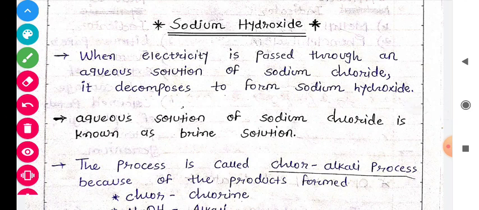When electricity, students, is passed through the NaCl solution. Take a solution of NaCl, मतलब पानी के अंदर नमक डाल के उसका solution बनाया जाता है, and then we need to pass electricity through the solution, and through this process it decomposes, मतलब the sodium chloride solution decomposes to form sodium hydroxide. So this is the simple procedure to form sodium hydroxide.